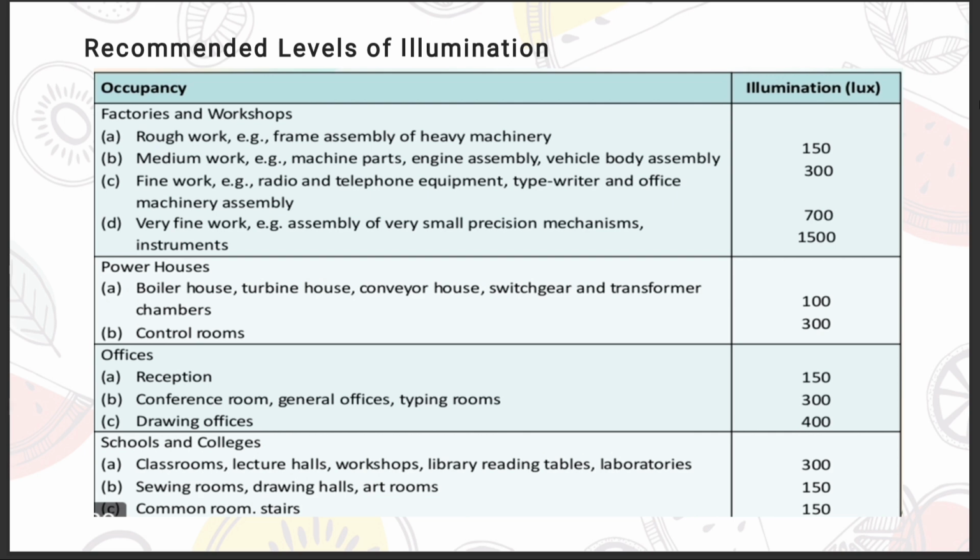Conference room, general offices, and typing rooms is 300 lux. Next is drawing offices, that is 400 lux. Next is school and college. First is classroom, lecture halls, workshops, and library, that is 300 lux. Second is sewing rooms, drawing halls, and art rooms, that is 150 lux. Common room stairs is 150 lux also.